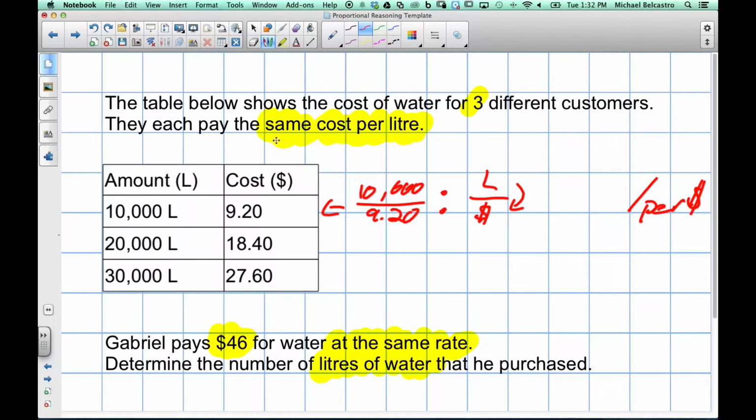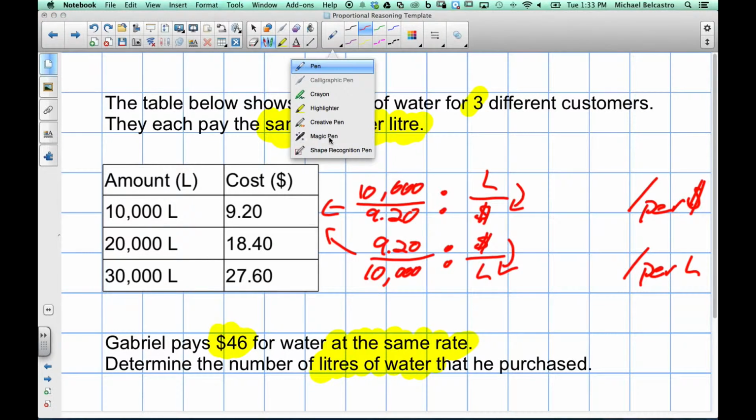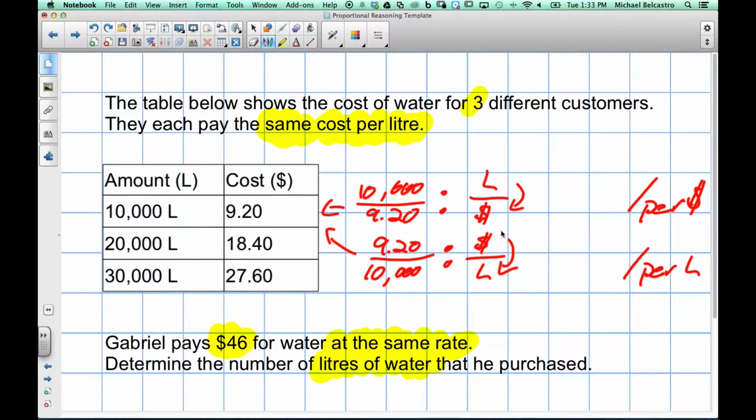It says they pay the same cost per liter, so we could also do vice versa. We'll do it in red again. I could do 920 over the 10,000 liters. That's our dollars above liters, so that's going to be dollars per liter. In this example, when we divide, it's going to be per liter. So there's 2 types of unit rate here. We need to decide which will be most important, so we'll test this first one out.